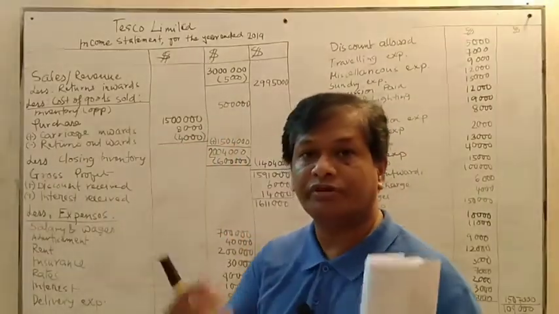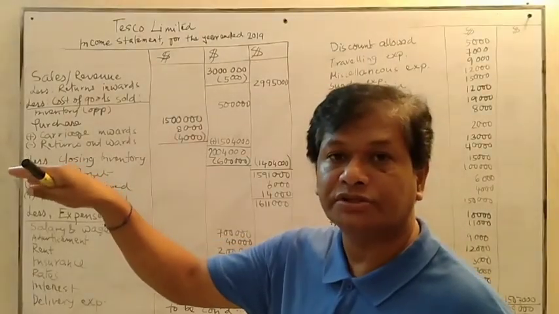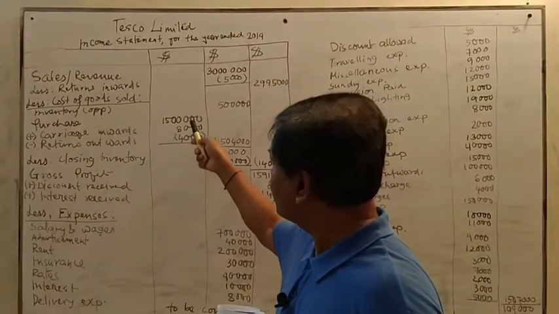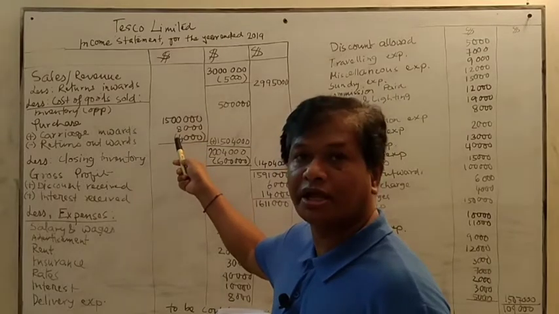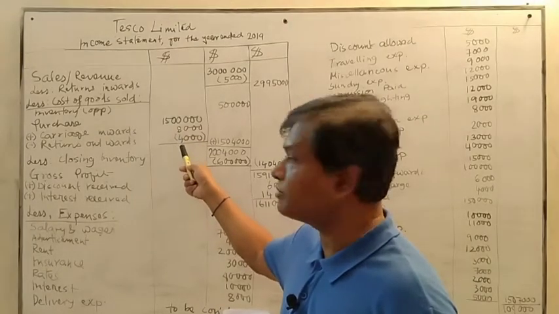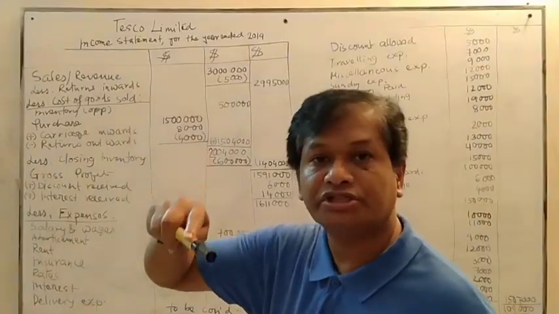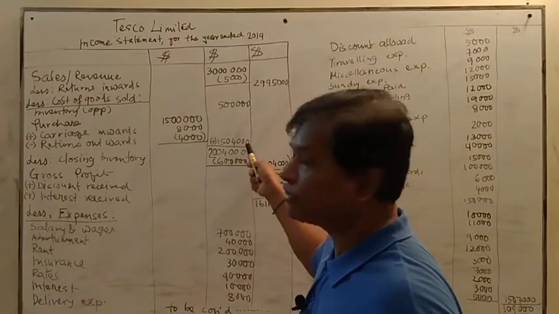Again, the figure of returns outward is given on the credit side of the tablets. Check it. It was 4,000. So carriage inward is to be added to the purchase. Again, returns outward is to be subtracted from the purchase. The figure you get is called the net purchase. This net purchase is to be added to the opening inventory. Net purchase is 15 lakhs 4,000.